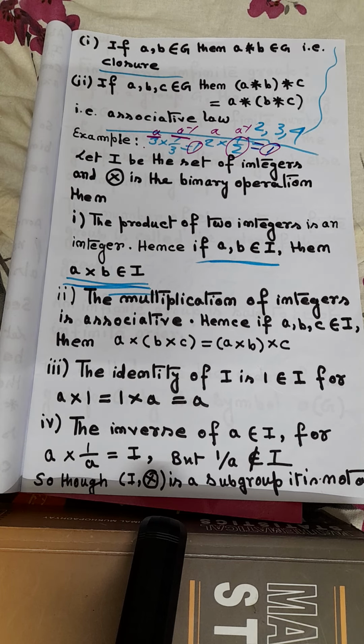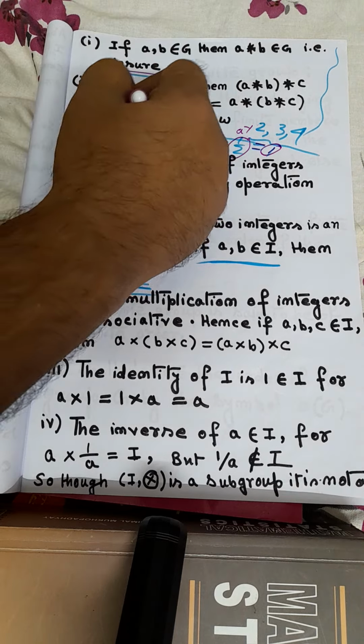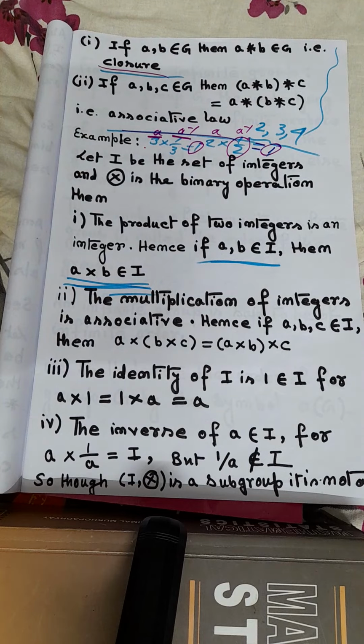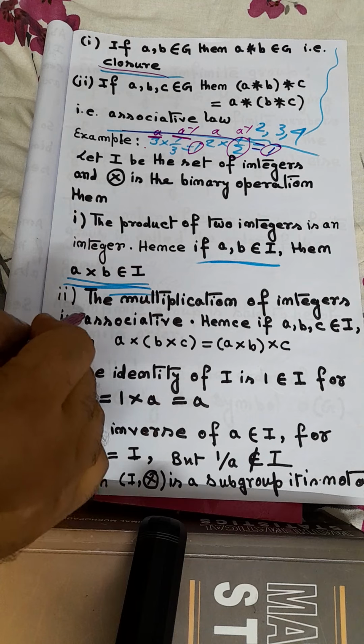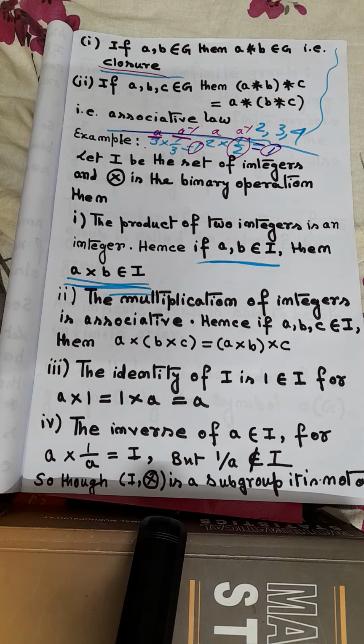So we can say this is a semigroup but not a group, because what is the definition of a semigroup? If closure and associative law are satisfied, then we can say semigroup. So this is a semigroup, and we also call this a monoid. What is a monoid? For a monoid, all the conditions are satisfied except the inverse one. So this is a semigroup, and this is a monoid.